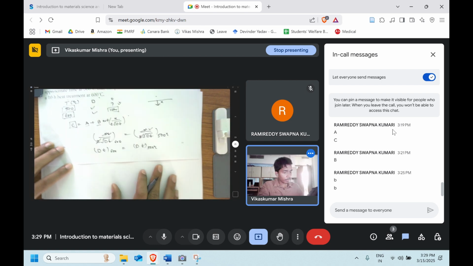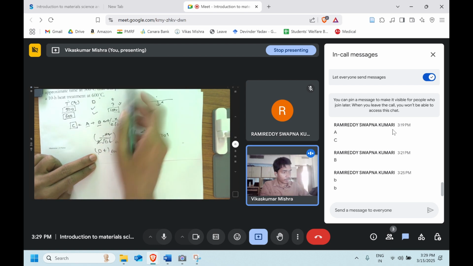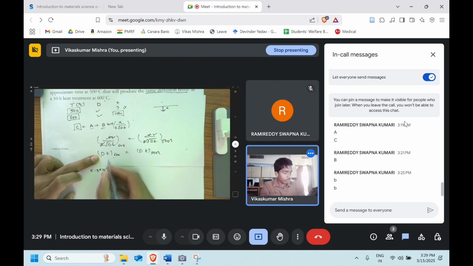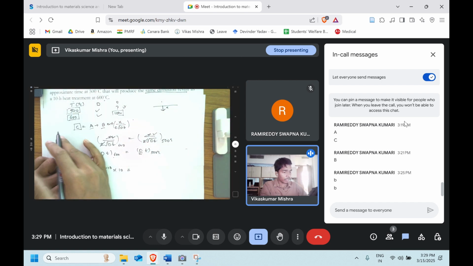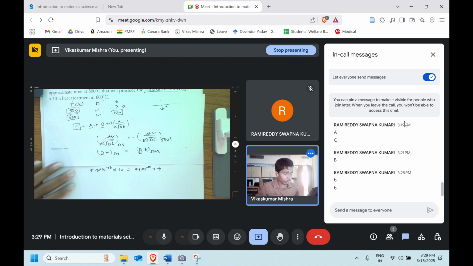So at 600, D is 5.3 into 10 to the power of minus 30, times time. Time at 600, we know, is 10 hours. It will be equal to the diffusion coefficient at 500, which is 4.8 into 10 to the minus 40, multiplied by time, which is unknown, which is what we need to find.